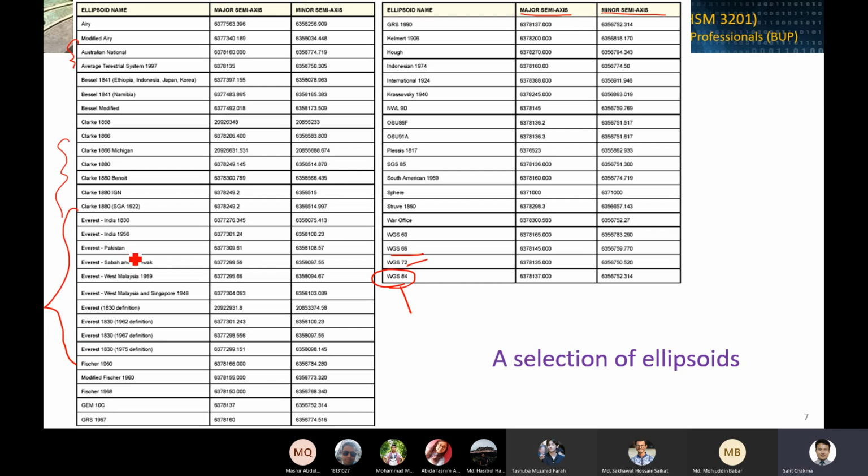And one of these is being used for Bangladesh, I think. Yeah, so Everest 1830 is being used for Bangladesh, I suppose. Okay, there is a local coordinate system which uses the datum of Everest something, Everest 1830 or Everest 1956 or something like that. Okay, so these are the local or regional datums or ellipsoids which are devised for regional measurements.